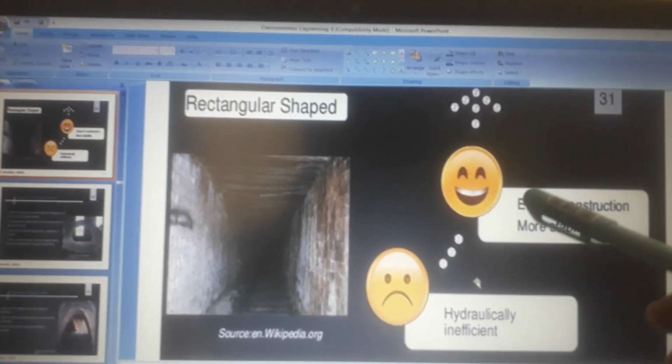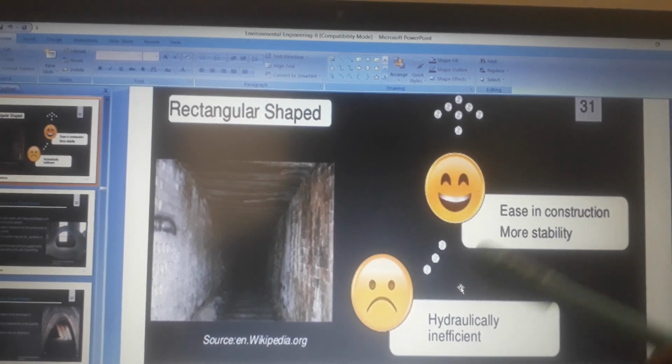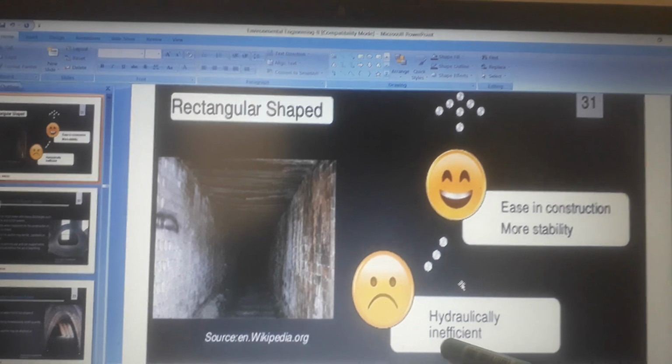Rectangular shaped sewer. Ease in construction, more stability. This one is an advantage. Disadvantage: hydraulically inefficient.